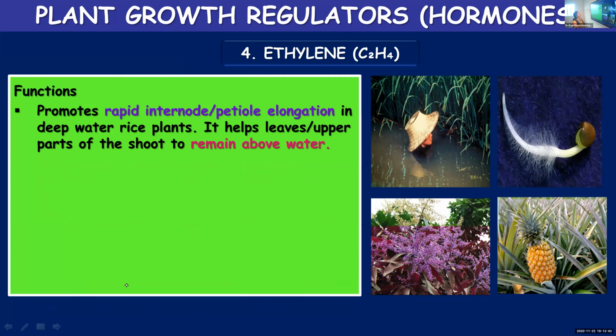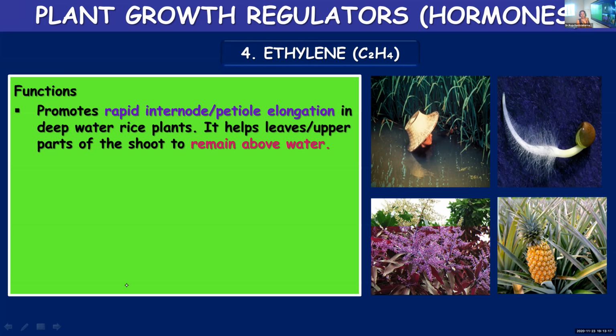It promotes rapid internode and petiole elongation. Internode, as you already know, is the distance between two consecutive nodes. So internodes will get elongated. What is a petiole? Petiole is the stalk with which the leaf blade is attached to the stem. So it helps in the elongation of the petiole, and rapid internode elongation in deep water rice plants.